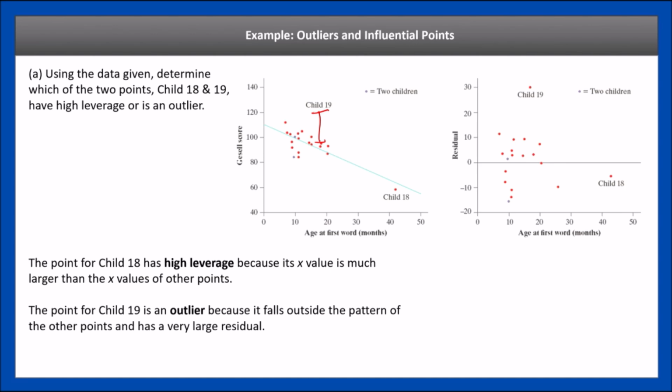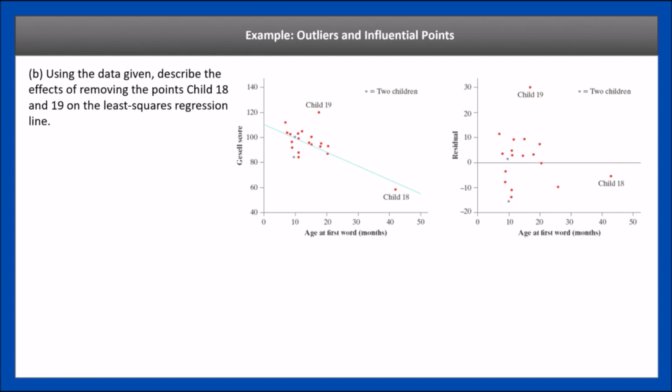These are both influential points, but they have different names. And you can see that child 19 has a very high residual, and so therefore it's expected to be an outlier. Child 18 does not have a high residual. However, it does have a definite increase in the x compared to the rest of them. It's far away from the data. All right, so now using the data given, describe the effects.